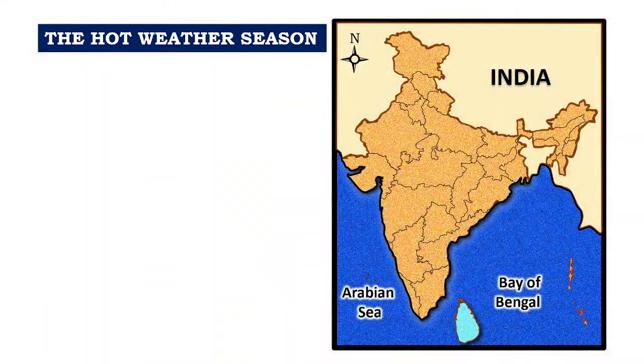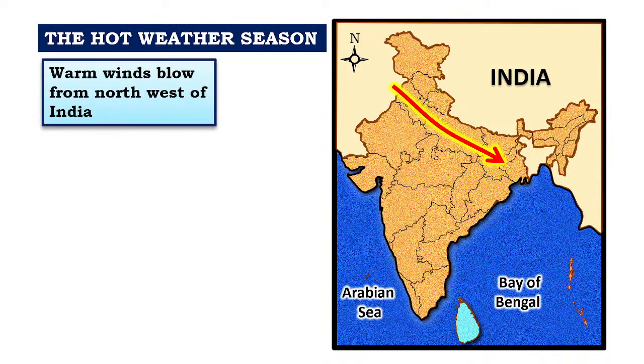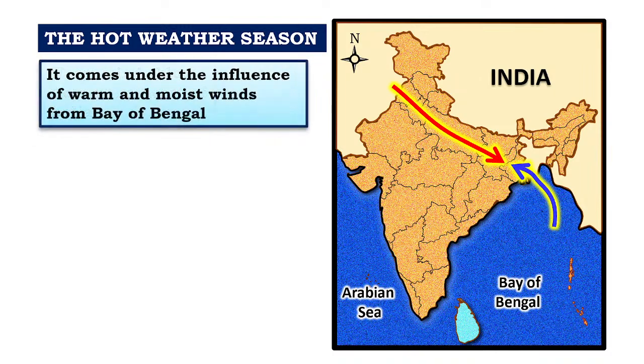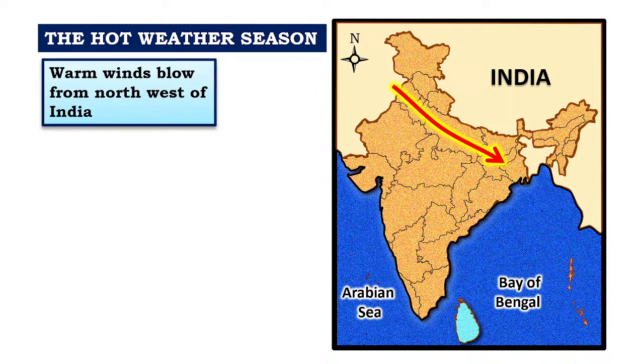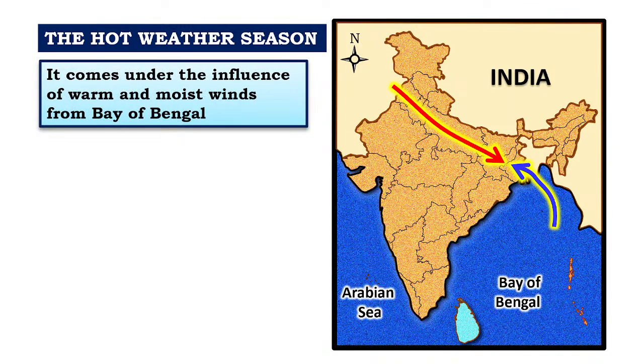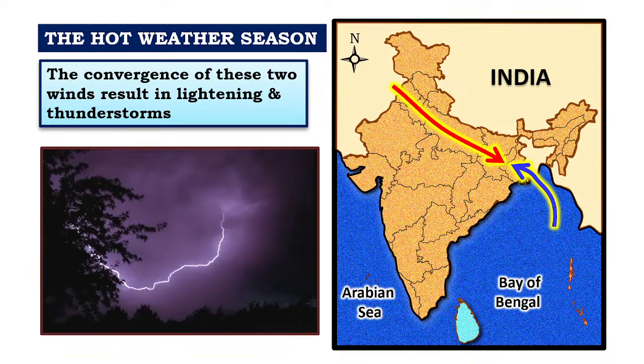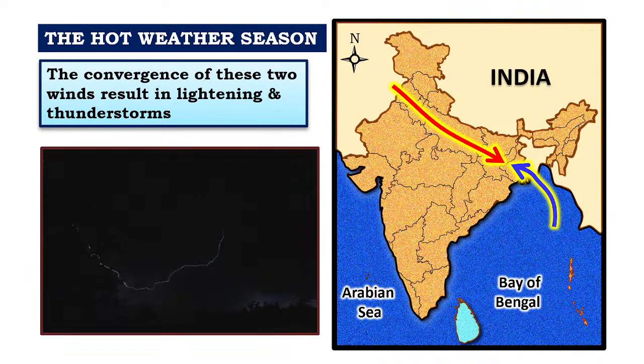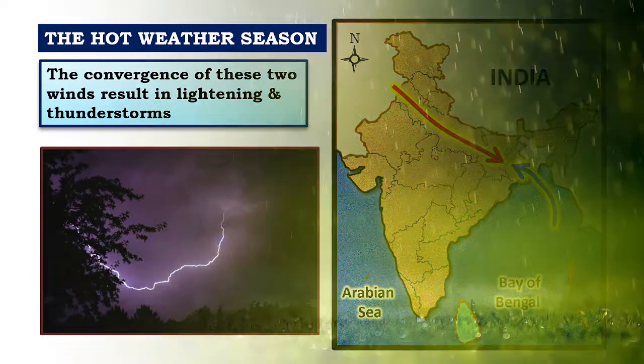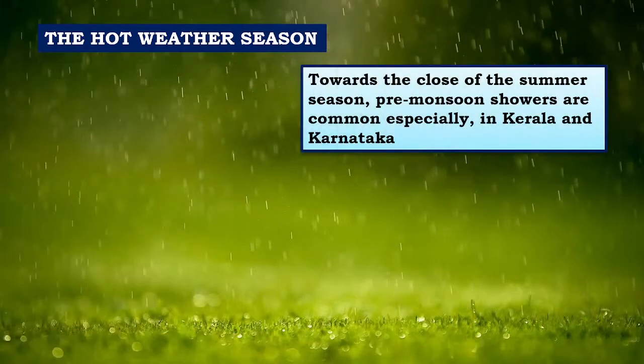Ready? Next. Look at this, eyes on the screen. A warm wind blows from the northwest of India towards West Bengal. You can see it is blowing towards West Bengal. And here we have cold wind, you can see the blue color. It comes under the influence of the moist winds from the Bay of Bengal. So when these two winds meet each other, you have lightning and thunderstorms.